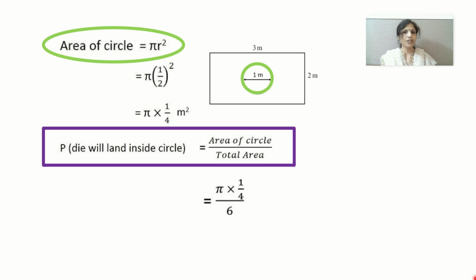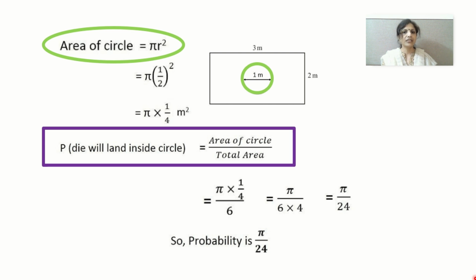Alright, so let's substitute the values. Area of circle we have already calculated, that is pi into 1 upon 4, and area of a rectangle is 6, so upon 6. Simplify this, you get pi upon 6 multiplied by 4, and that is equal to pi upon 24. So the probability that the die will land inside the circle is pi upon 24. Alright children, so this is a different kind of a sum. You can consider this sum as a HOTS sum, that is higher order thinking skills sum, and such sums may come in the exam. So prepare such type of sums.